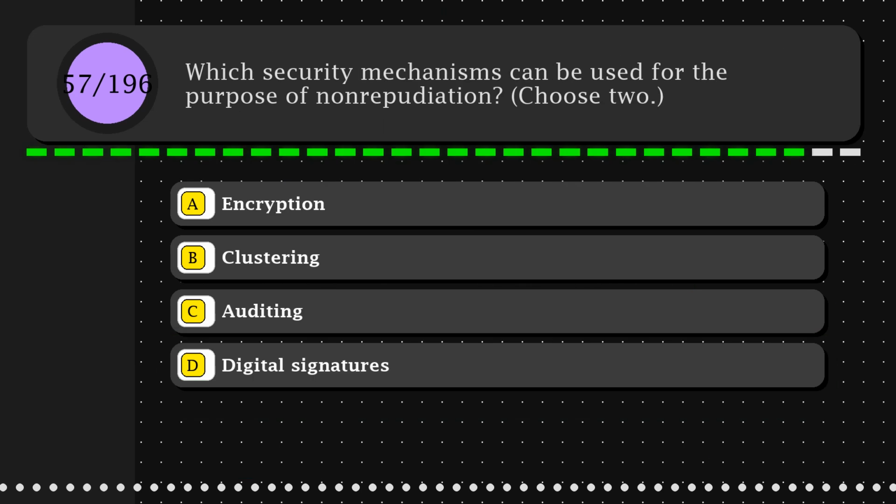Question 57. Which security mechanisms can be used for the purpose of non-repudiation? Choose 2. Option A, encryption. Option B, clustering. Option C, auditing. Option D, digital signatures.